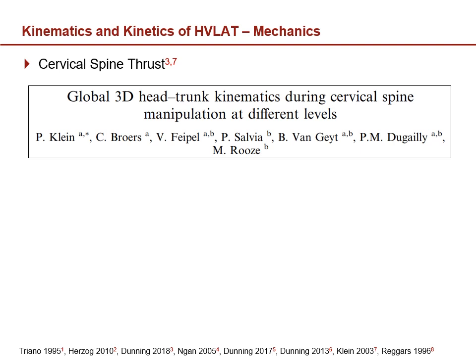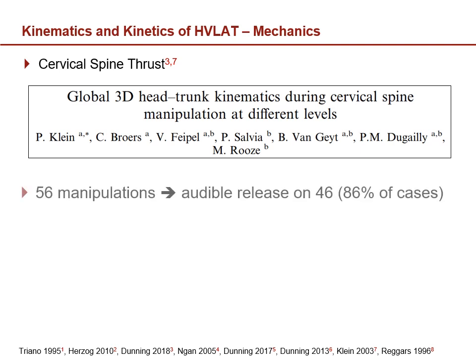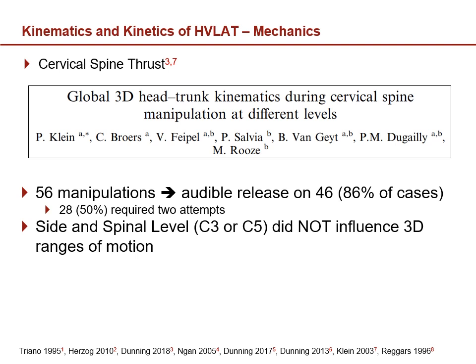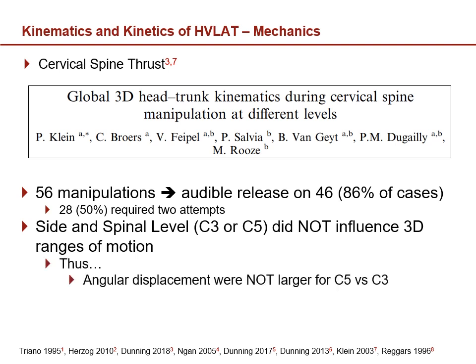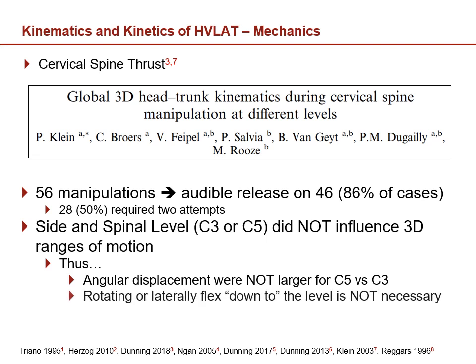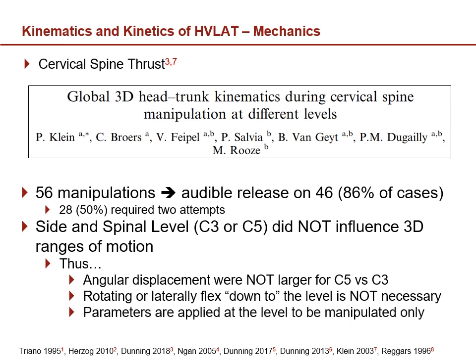Okay, taking a closer look at Klein 2003, one of the articles that we had previously mentioned. 56 manipulations, 86% of the cases had a cavitation or were deemed successful. 50% of those needed 2 attempts. When they looked at C3 versus C5, they did not denote any 3D range of motion changes. Thus, angular displacements were not larger for C5 versus C3. Rotation and lateral flexion down to the level is not necessary. Rather, it's where you put your hands and your contact that is the most important.